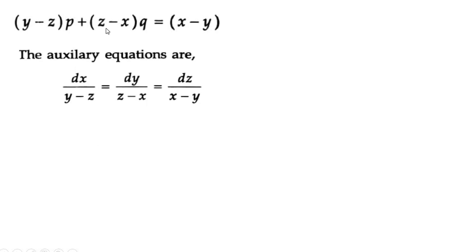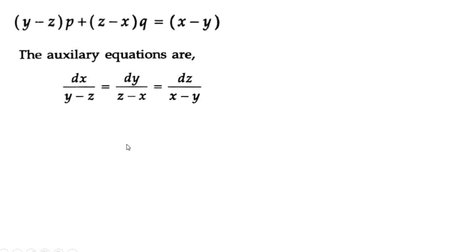Next, we'll move on to the next problem. y minus z into p plus z minus x into q equal to x minus y. So, what is capital P? Capital P is y minus z, capital Q is z minus x, and capital R is x minus y. Right? It's the auxiliary equation. Therefore, the auxiliary equations are dx divided by y minus z equal to dy divided by z minus x equal to dz divided by x minus y. Next, we have to compare the first and the second term.